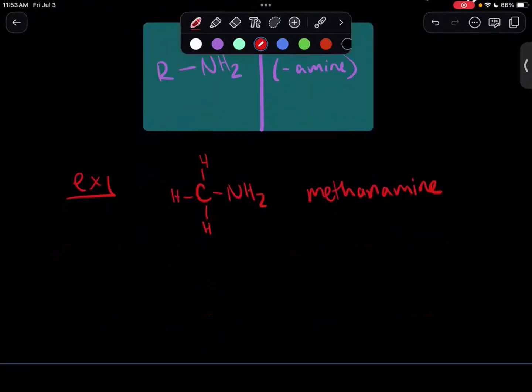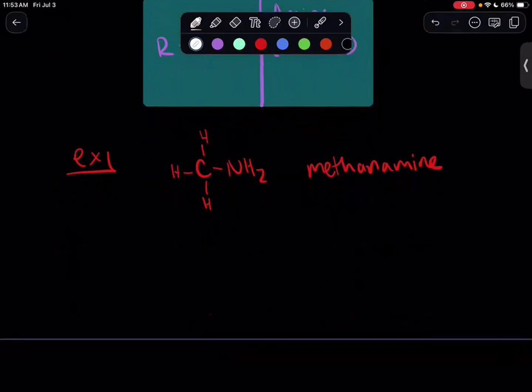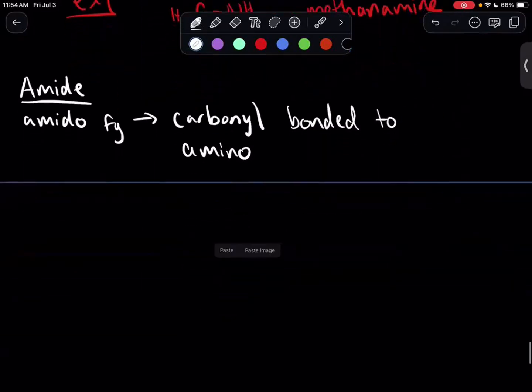On that same vein, we have amines, but we also have amides. Sometimes people pronounce it differently just to make it easier to understand. I say amide, but I know others say amides, and it's the amido functional group. And basically what that means is we have a carbonyl bonded to amino. So it's exactly what it sounds like.